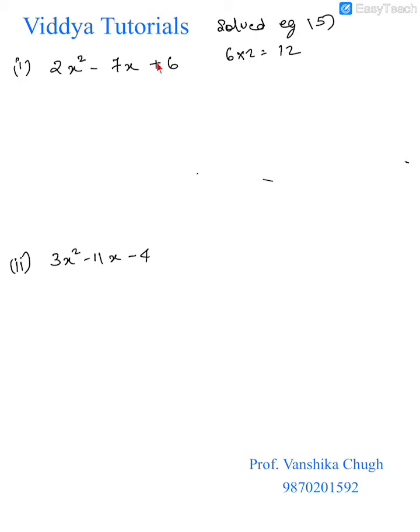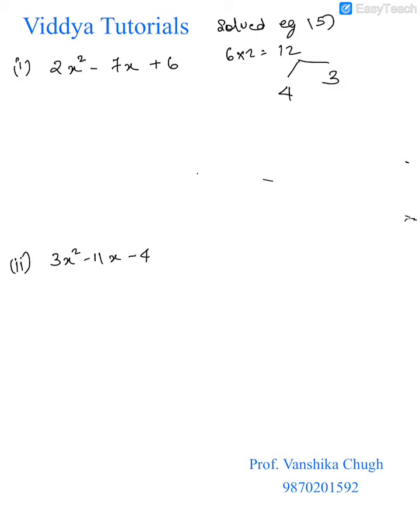There is a plus sign over here, so their sum should be minus 7. I repeat, think of two numbers whose product is 12. How did I get my 12? 6 into 2. And whose sum is this middle term, minus 7. So the two numbers are 4 and 3.